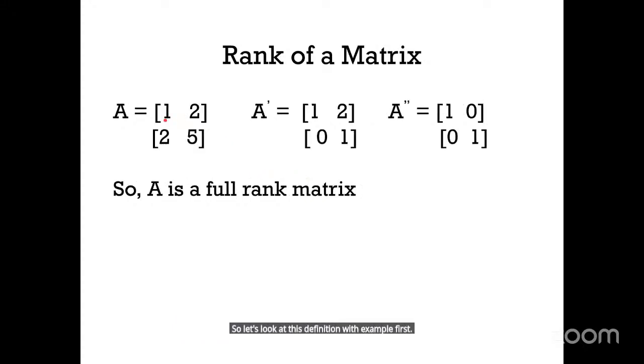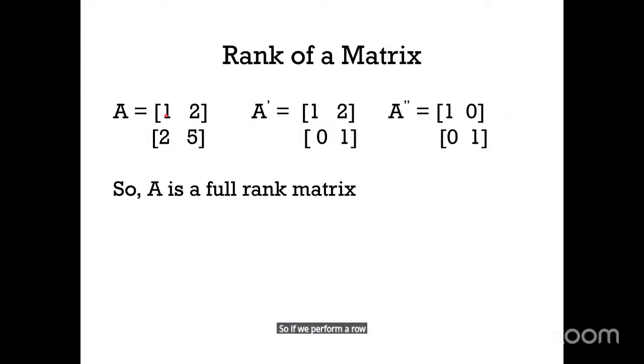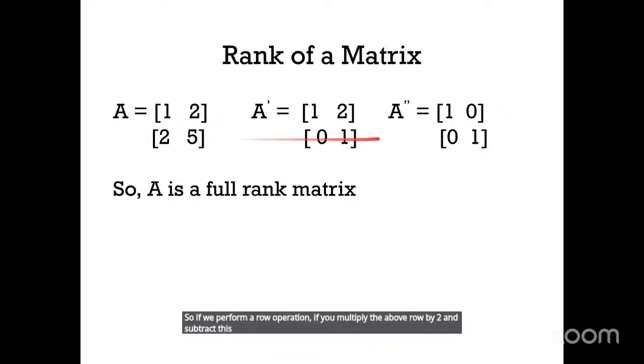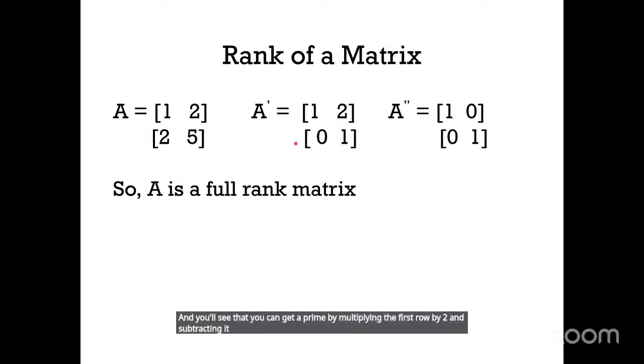Consider that A is this matrix 1, 2, 2, 5. So that is a 2 by 2 matrix, with 1, 2 as the first row and 2, 5 as the second row. If you perform a row operation, multiply the above row by 2 and subtract it from the second row, you can get 0 and 1. Can everyone see that you can get A prime by multiplying the first row by 2 and subtracting it from the second row?